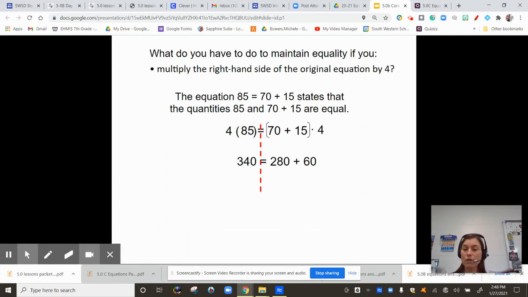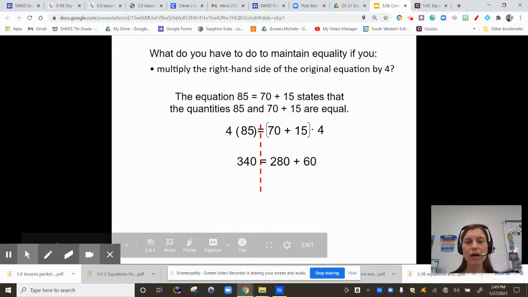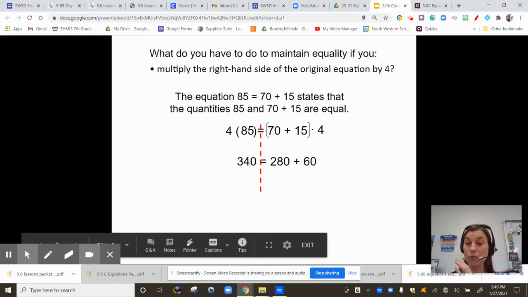So those are the 4 things that you need to have in your notes about how to maintain equality and how to demonstrate what you're doing. Because when we solve equations, we're going to be doing these things. And we want to make sure you're using the right method for communication, because that's going to carry you through all of your math classes for the rest of your life. So you want to be doing it the right way.